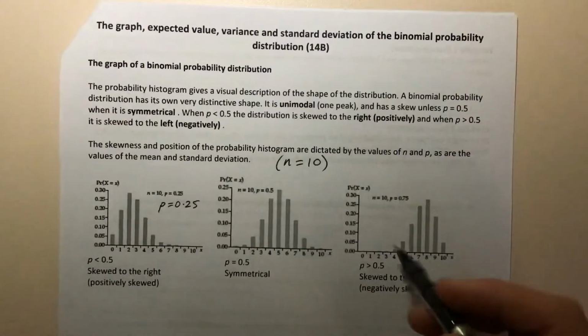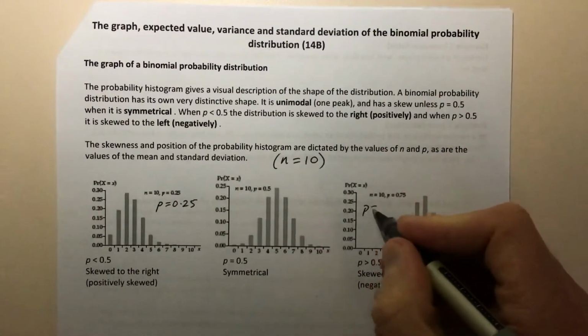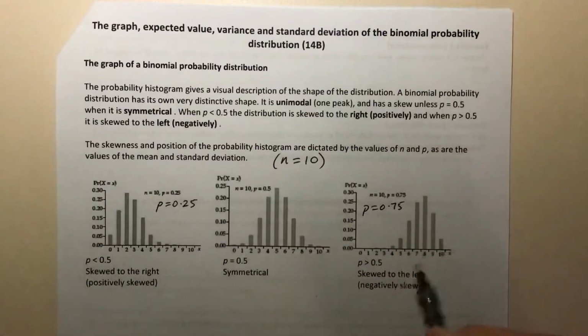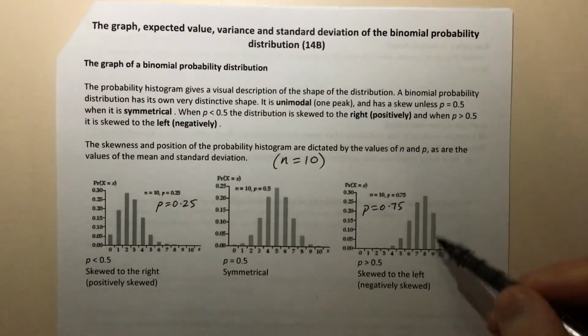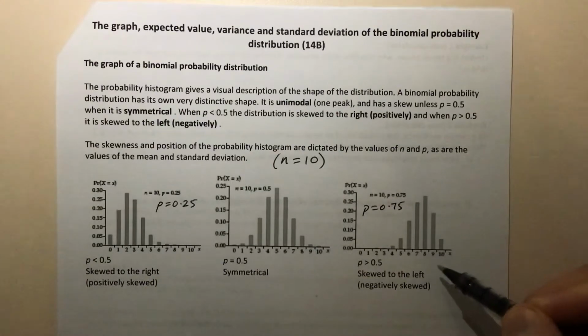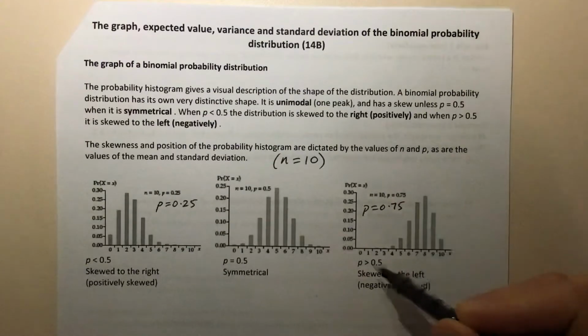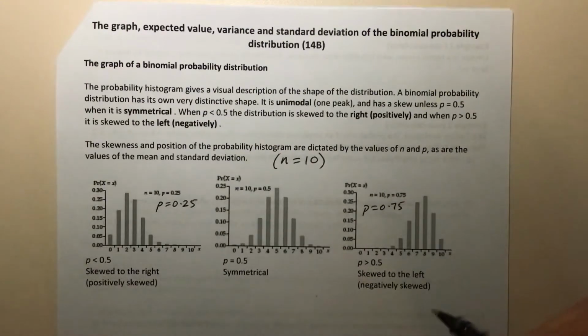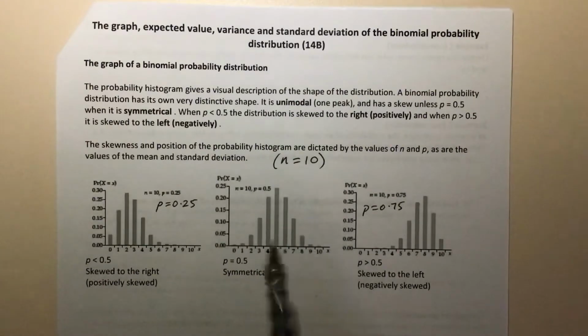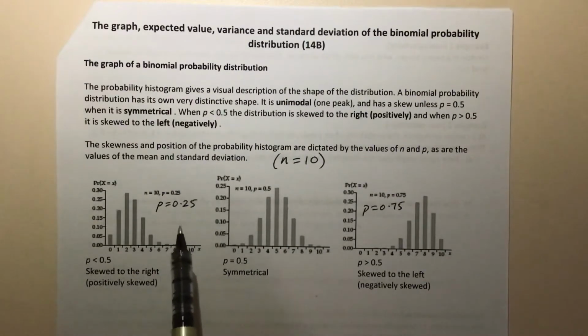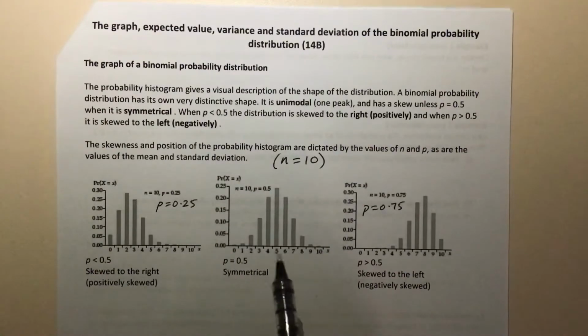This graph here shows p equals 0.75. You can see that now these probabilities are higher towards the upper end of the number of successes. So you're more likely to get 7 or 8 successes out of 10 than you are to get 2 or 3 successes. Like I said, it's a complicated way of representing this idea, but the idea is pretty intuitive: the higher the probability of success for each trial, the more likely you are to get more successes.